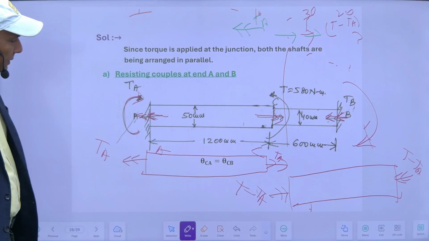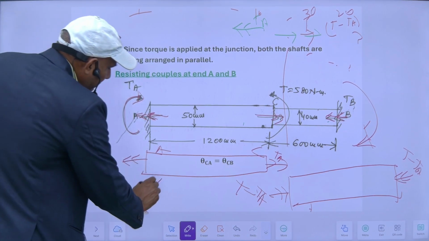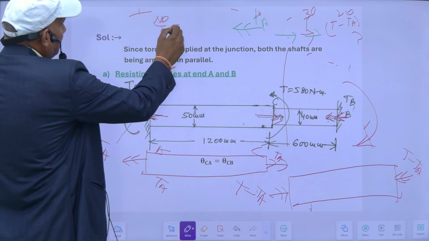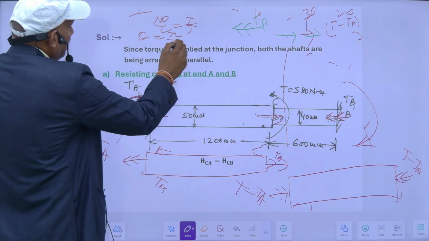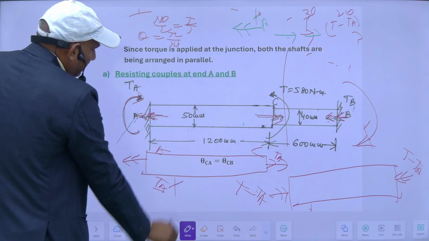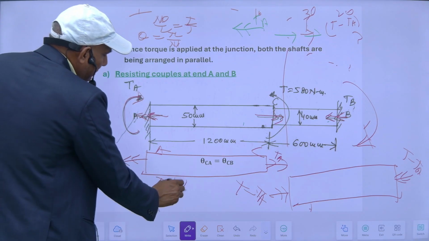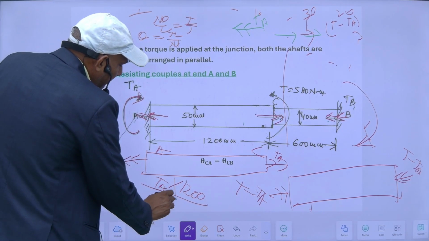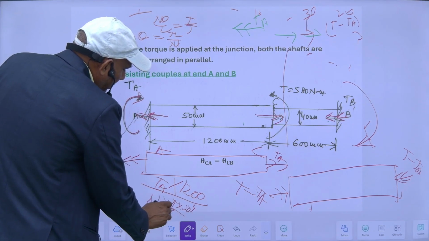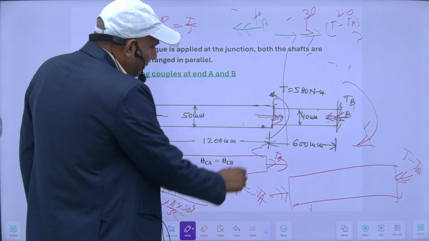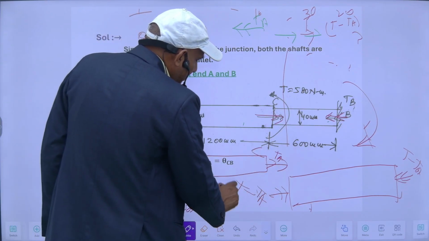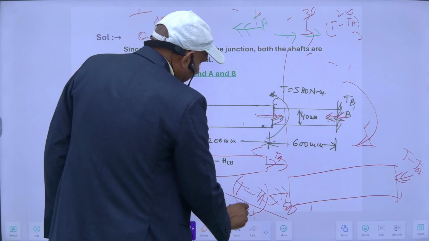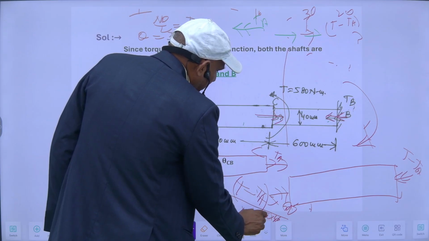So if I find the angle of twist of this one, it will be TA. The formula is T upon J equals G theta upon L, equal to tau upon r. So theta will be TL upon GJ. So it means TA into its length, which is this one, upon G and J. So J is pi D raised to the power 4 upon 32. So this is my theta of this one. And here for this portion, this is my TB into length 600 upon G into J, pi into 40 raised to the power 4 upon 32.